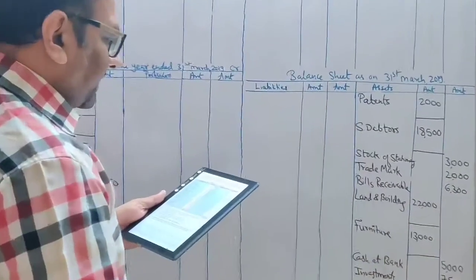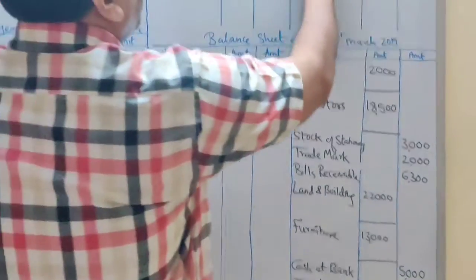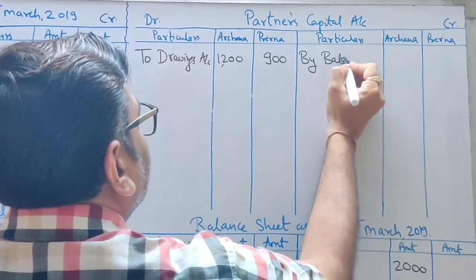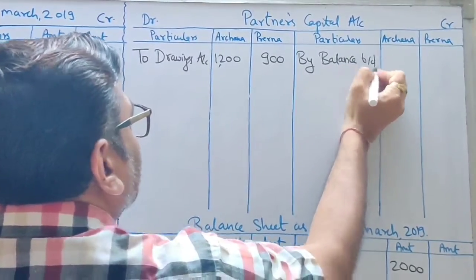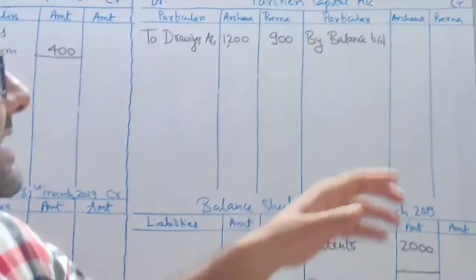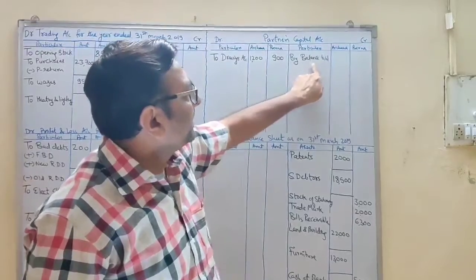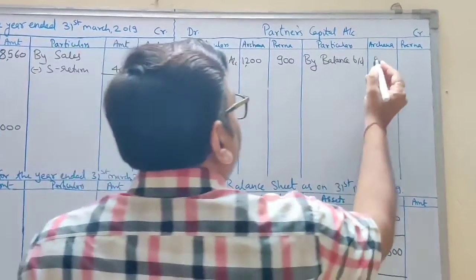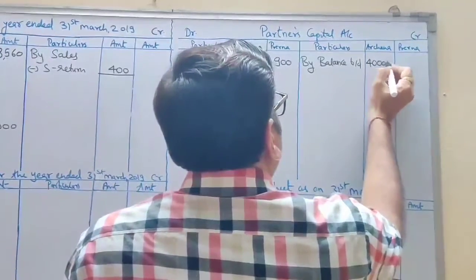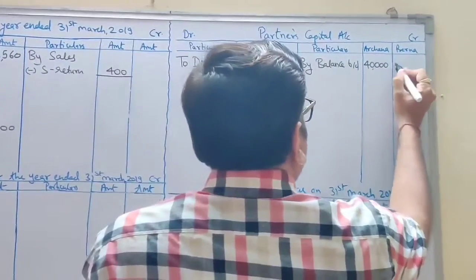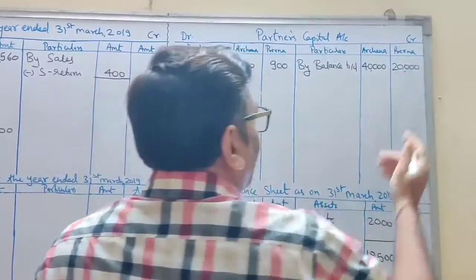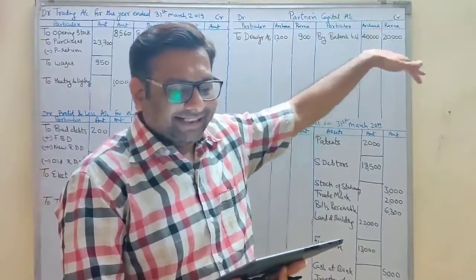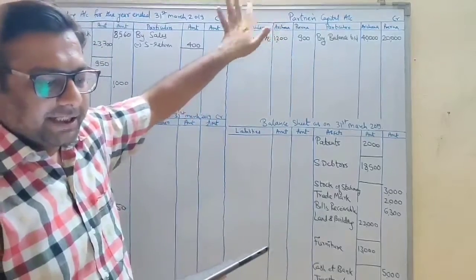Credit balance, first item they have given is capital. So capital you will write on the credit side, but you will write it as balance brought down. For capital, never write inside the capital account by capital. You will write by balance brought down. Archana 40,000, Prerna 20,000. So these are capital balances, and this is a shortcut. Capital on the credit side CC, drawing on the debit side DD.